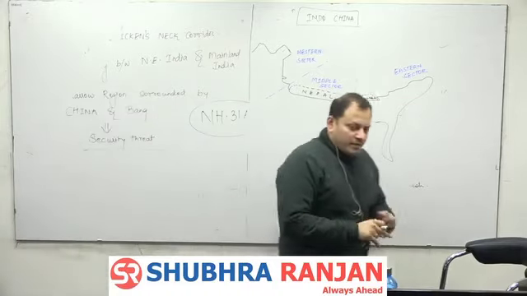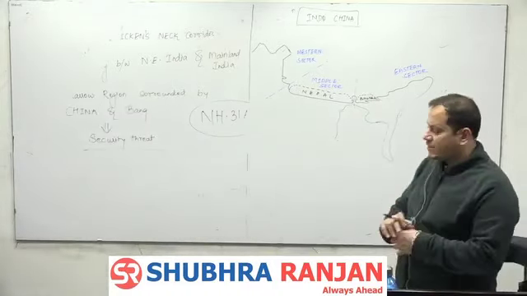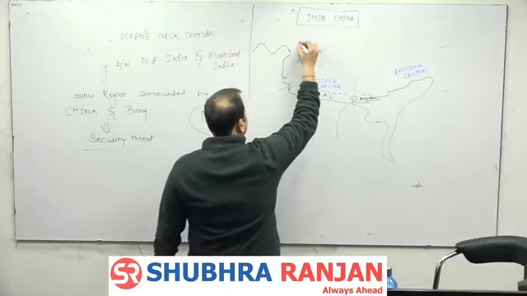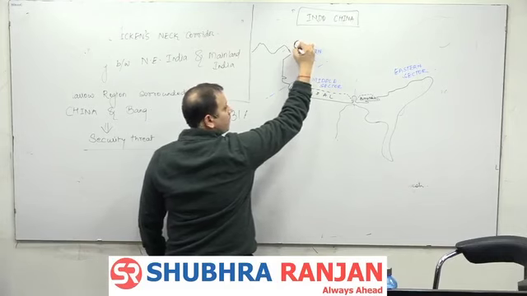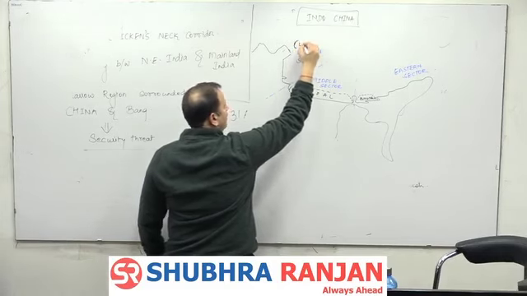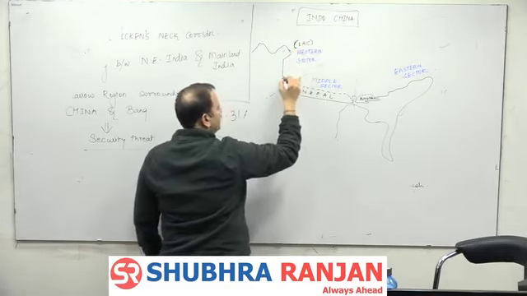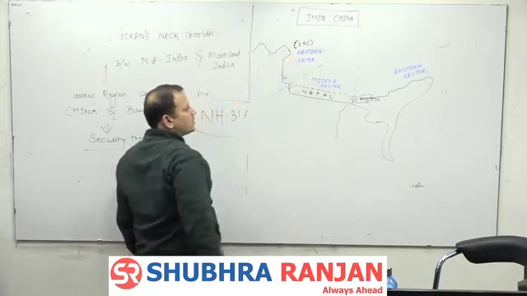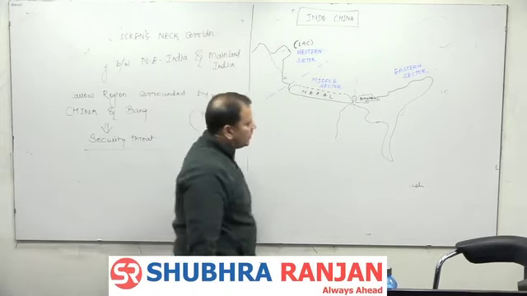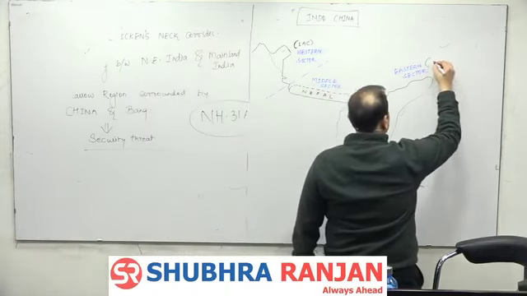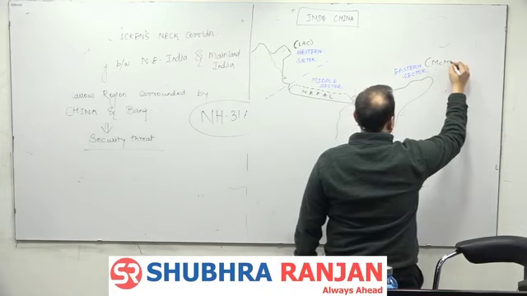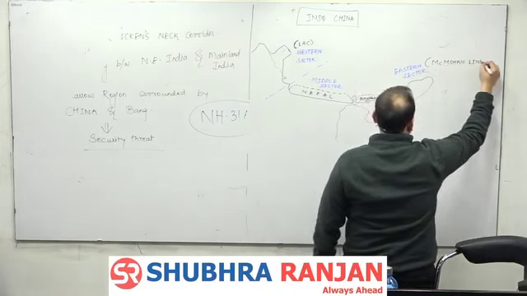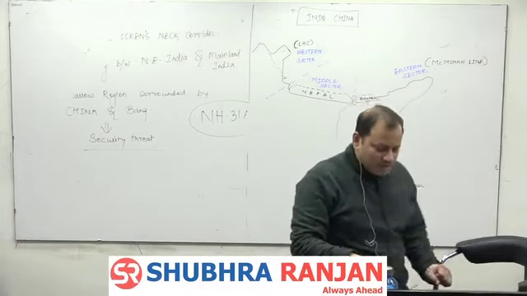So the Indo-China border is divided into three parts: western sector, middle sector and the eastern sector. What is the name of the western sector? The western sector is known as the line of actual control. Actually, we have this as a boundary between India and China, and this is known as the line of actual control. The eastern sector is known as the McMahon line.